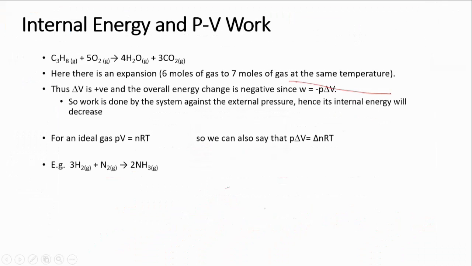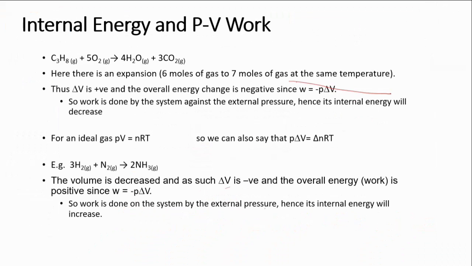Now, so the volume will decrease, right? And so we said all of this already. So the work is done on the system by the external pressure. Hence, its internal energy will increase. And that's an interesting point. When work is done on the system, its internal energy will increase. However, when work is done by the system, its internal energy will decrease.